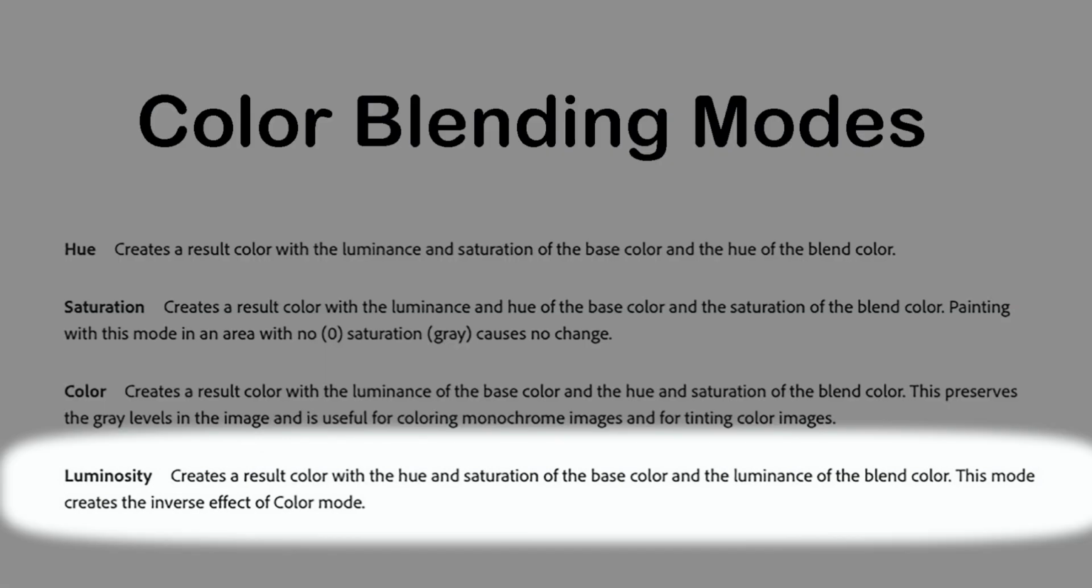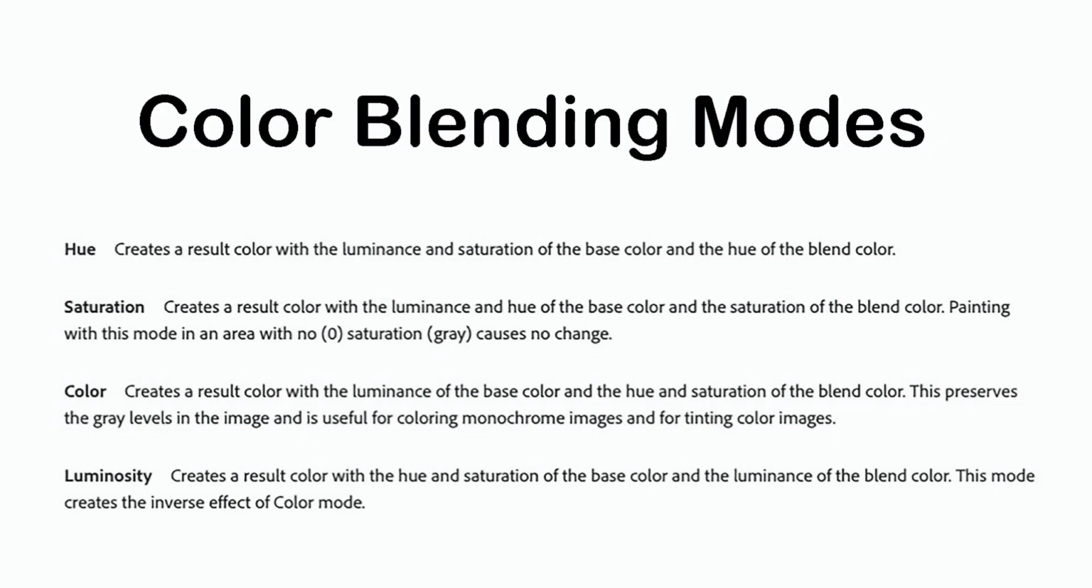Luminosity creates a result color with the hue and saturation of the base color and the luminance of the blend color. This mode creates the inverse effect of the color mode. This is another really popular one. One of the issues that people run into is that a lot of times when you're toning a face or really having to bring detail out of something, it can make the colors even more saturated. So by changing to luminosity, you're not actually affecting the color in the image, you're just affecting the brightness of the image.